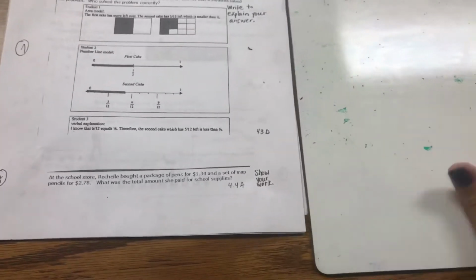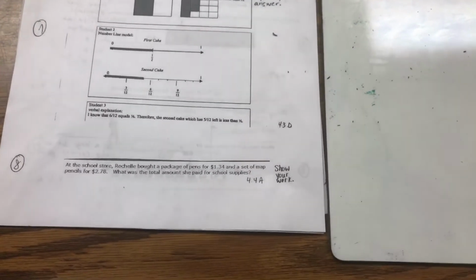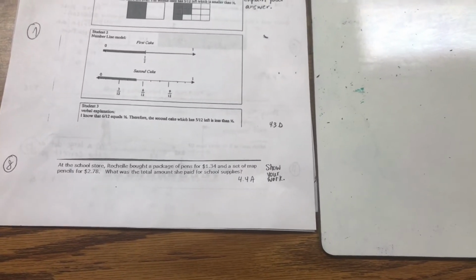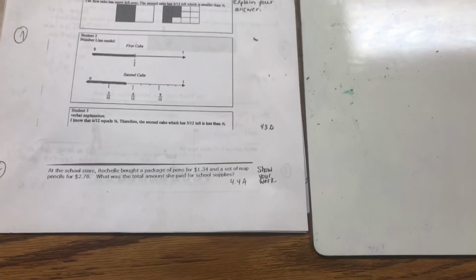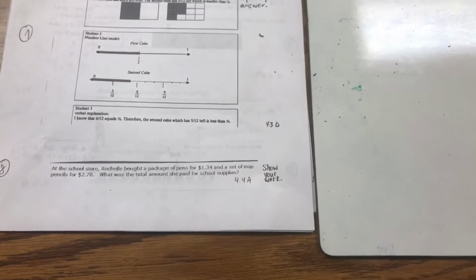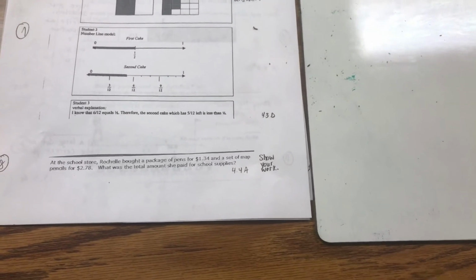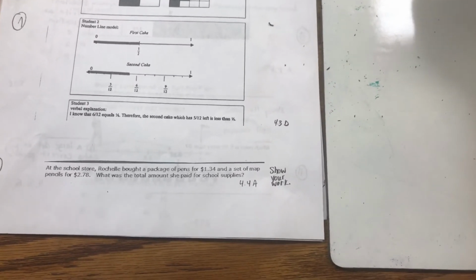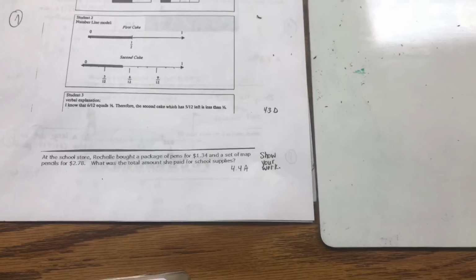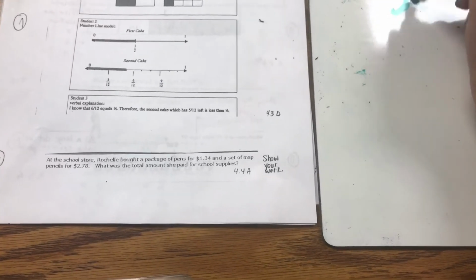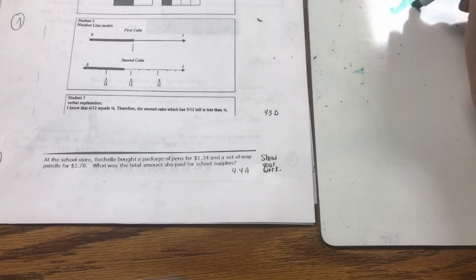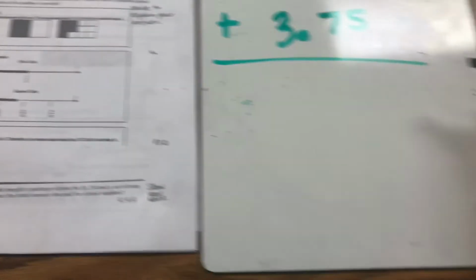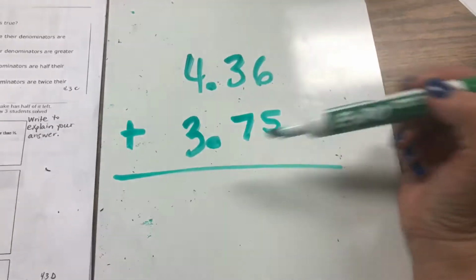Okay. The second problem for homework tonight, number 8, requires our skill of adding and subtracting decimals. So you have to decide whether this is an addition problem or a subtraction problem. But the key to adding and subtracting decimals is to simply line up the numbers correctly. So if I were to give you $4.36 and I wanted you to add it to $3.75, the key is to make sure that you are adding up the place values correctly.